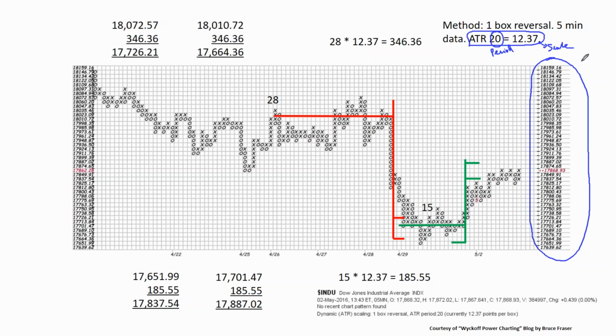And so each one of these divisions on the scaling is 12.37 points. And this is a 5-minute point and figure chart. So I went all the way down to 5-minute data to show you this. Now you have to have a subscription, at least a basic subscription to stockcharts.com to be able to do intraday point and figure, but it's way worth it. And also you can save your work. If you get a subscription, you can set up directories that save your work.